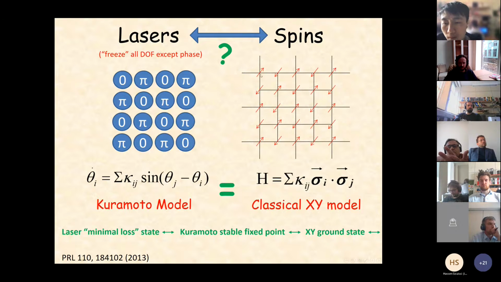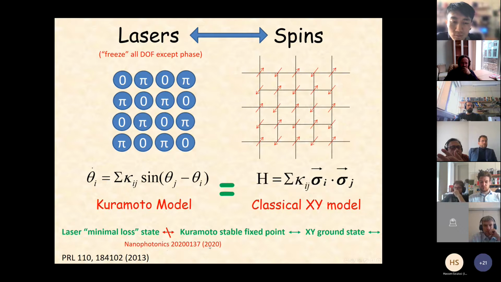Is this story correct, as this question mark indicates? And the answer, in general, is no. So which of these arrows is breaking? Here I'm telling you the answer. Maybe more than one, but at least this one is broken, and we have a recent paper on that.